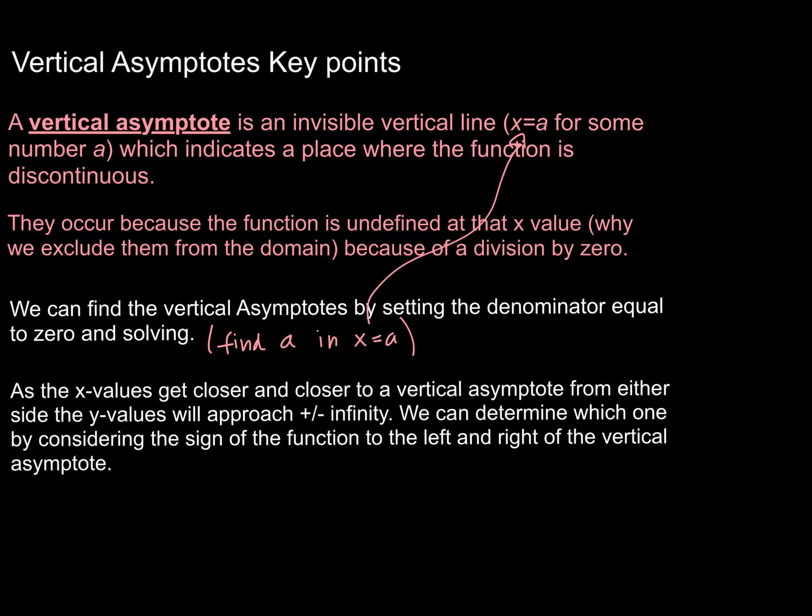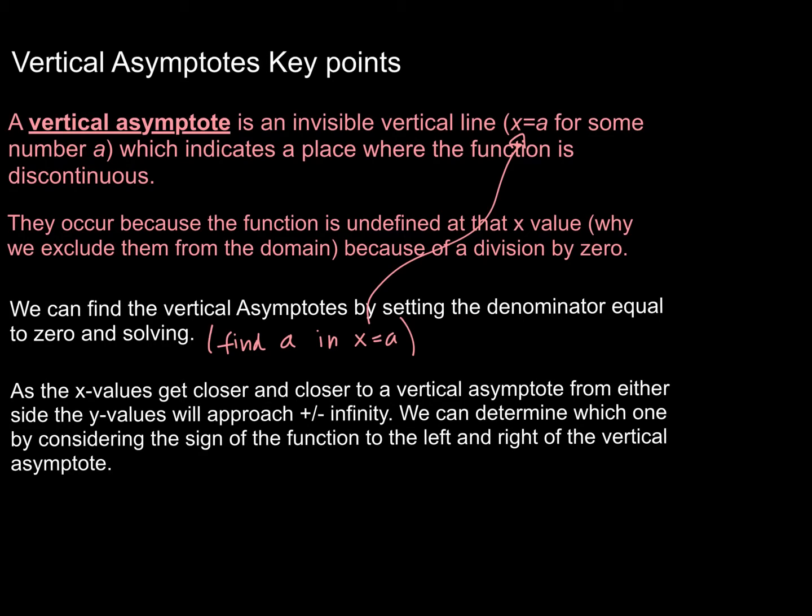All right, what we also saw is that as the x values get closer and closer to a vertical asymptote from either side, the y values will approach either positive or negative infinity, right? We saw them either go up or down. And we can determine which one by considering the sign of the function to the left and to the right of the vertical asymptote. I just went through that exercise where we looked at that table of values, so you can clearly check which way it will be going, towards positive infinity or towards negative infinity.